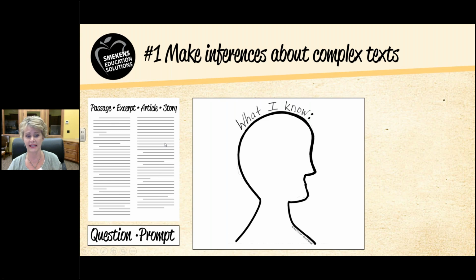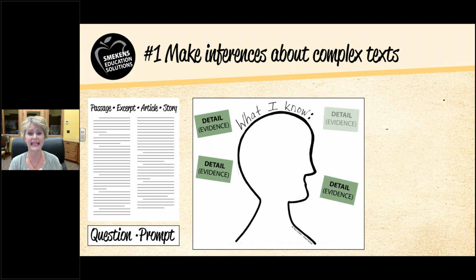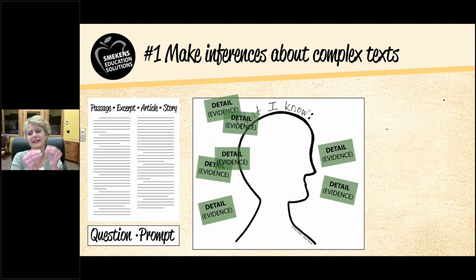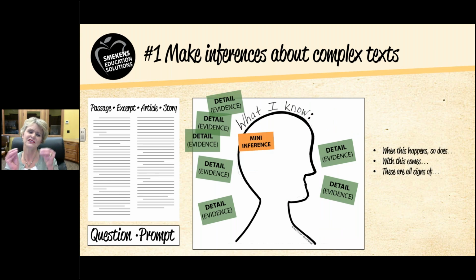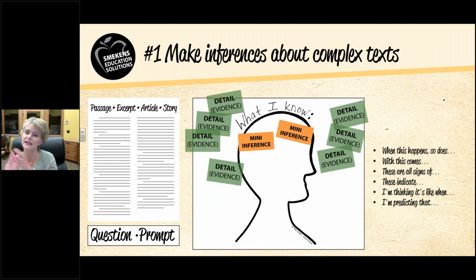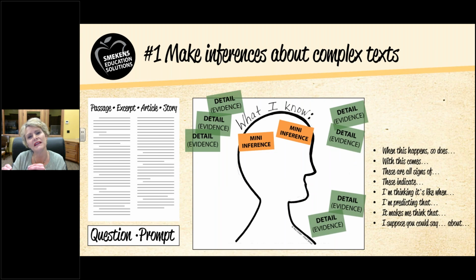Now, we could annotate the text, highlight, underline, but when I'm first teaching this, I want them to actually put them on the outside of the silhouette. We're literally going to make a list of the details. So here we go. Whatever the question is, I'm pulling actual details from the text, details that are relevant to the question. Then I put a couple together and I think, when this happens, so does this. It makes me think this, mini inference. Then I move this and this and this together and I say, well, that kind of reminds me of mini inference. And this, well, they go together when mini inference.